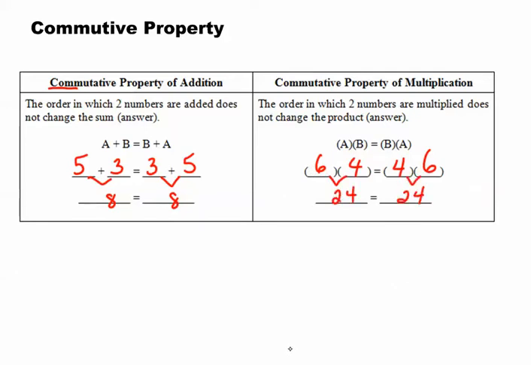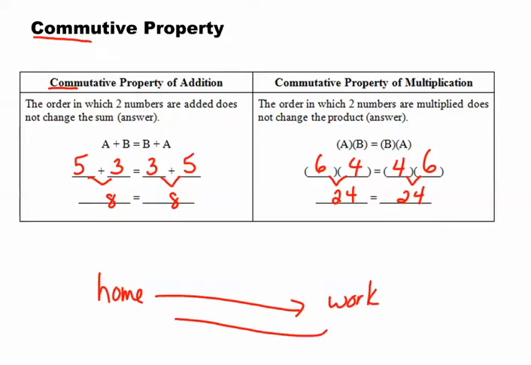Okay? So a good way to remember commutative, I don't know if you think about this, but when your parents, have you ever heard of people saying their commute to work? So their commute to work, they start at home and then they go to work. But in the afternoon, they go from work to home. That's the same distance. It's just a different order, okay? It's just a different order. So commutative just means I switch them.